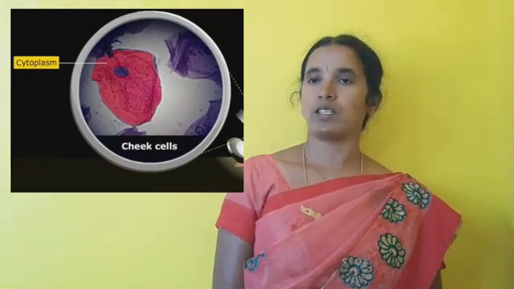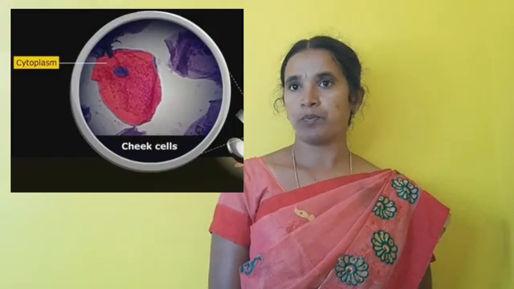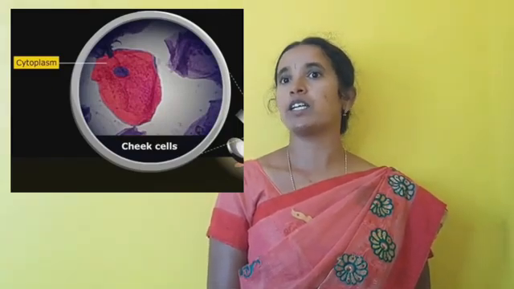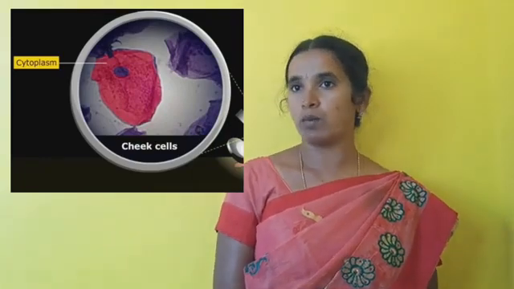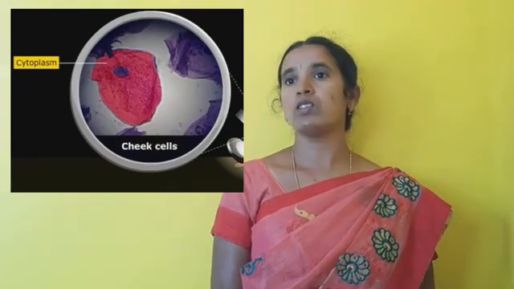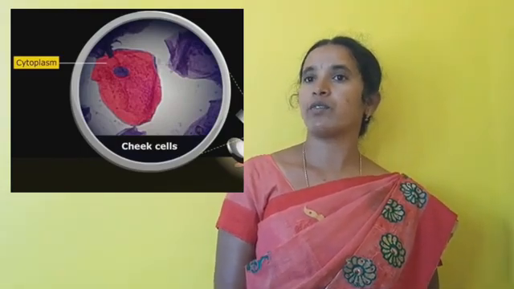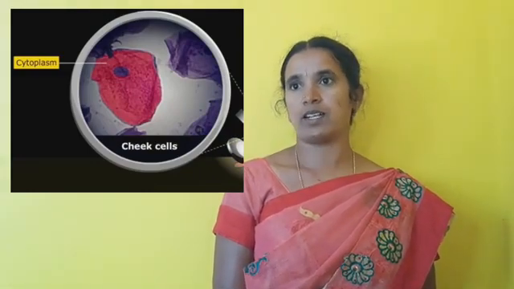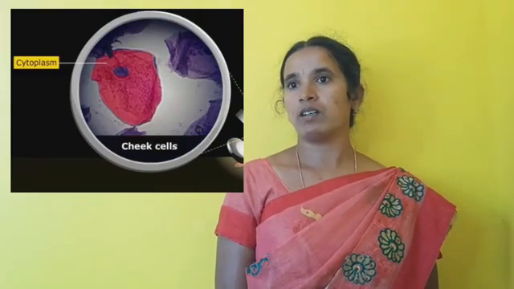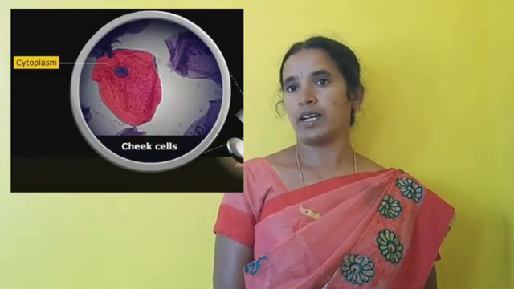Next, the procedure. Wash your mouth and scrape a little of the internal lining of your cheek with a clean toothpick, spatula or ice cream spoon. Next, place the scrapings in a watch glass containing a very small quantity of normal saline. Then place the material on a glass slide.